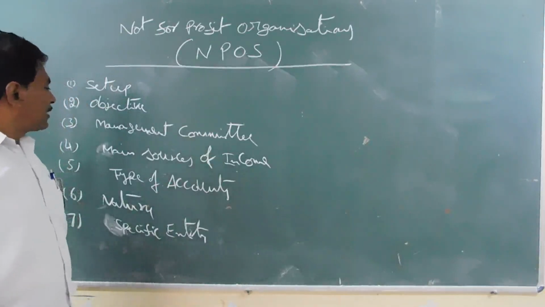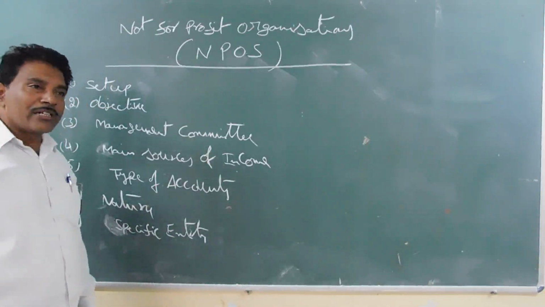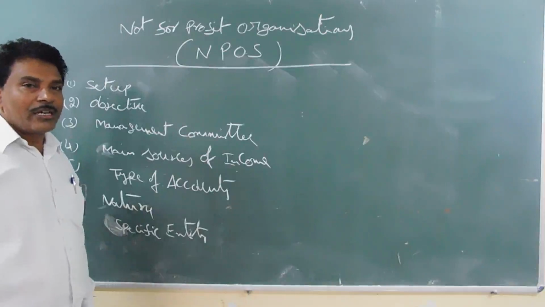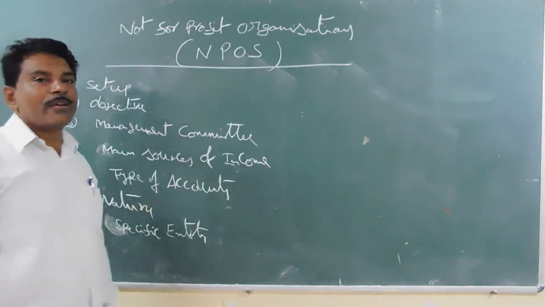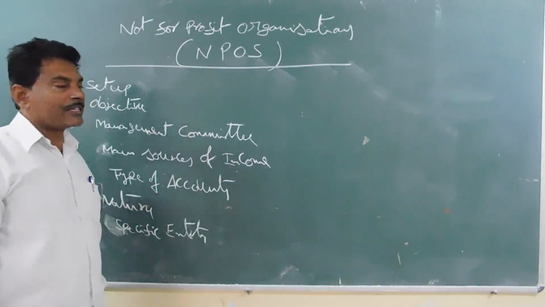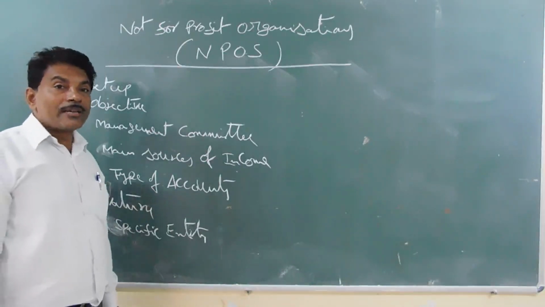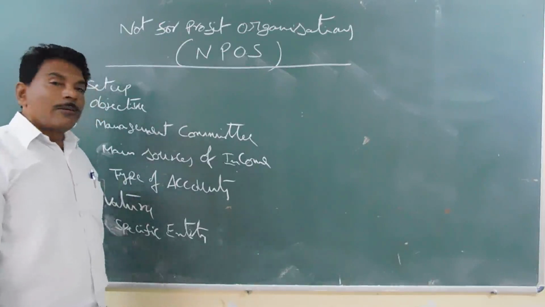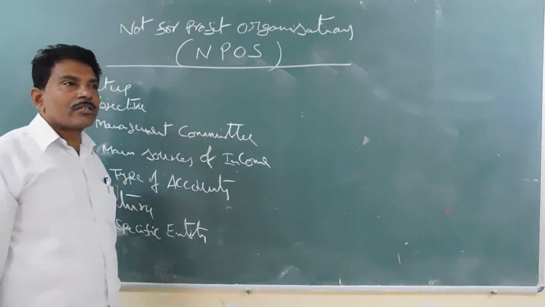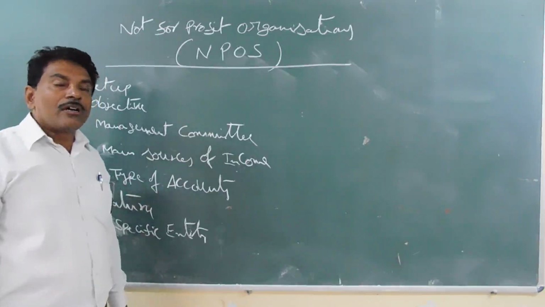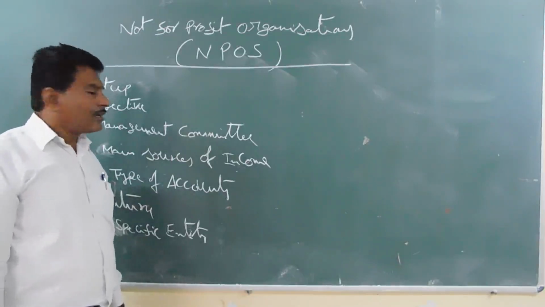Next one, type of accounts. Like profit-making organizations, they also prepare financial statements like receipts and payments account, income and expenditure account, and balance sheet. These are prepared at the end of the year for the purpose of providing information to its members, donors, and also to the registrar of societies.